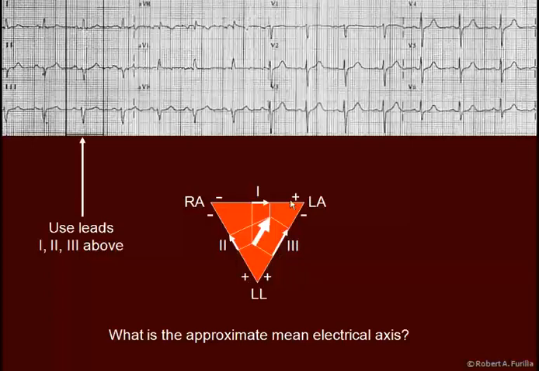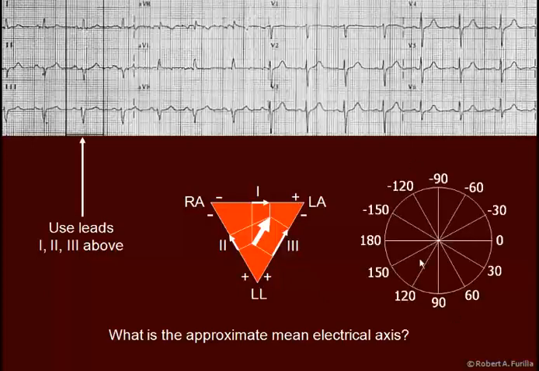So we're pointing upward, approximately parallel to lead 3. Using this protractor, I can see that the angle is approximately minus 60 degrees. The arrow is pointing toward the minus 60. This electrocardiogram was also analyzed by a computer, and the computer estimated the mean electrical axis as minus 62. This is not a bad approximation.